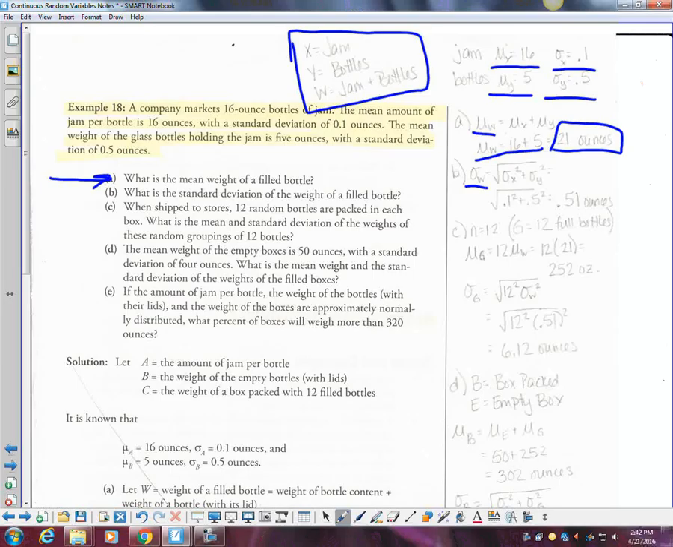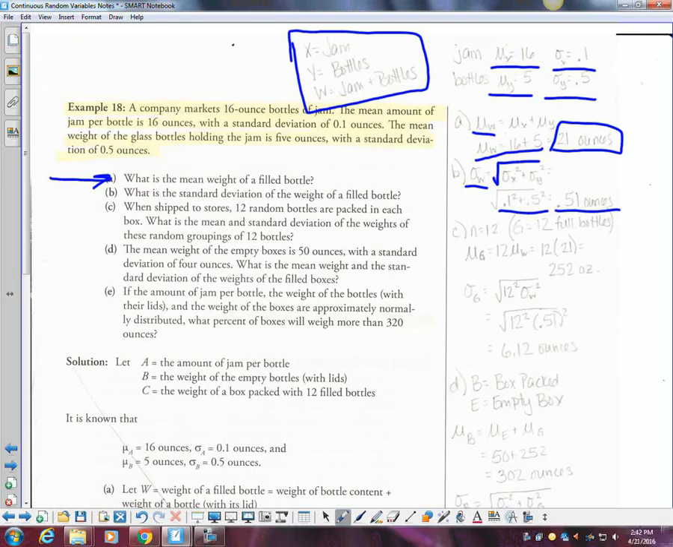So that's W. And that will equal the square root of the variance of the jam plus the variance of the bottle. Remember, standard deviations are not related, but the variances are. Now, why is that under the square root? Exactly. I want to find the standard deviation. I do not want the variance. So then I fill my numbers in, and I get 0.51 ounces.